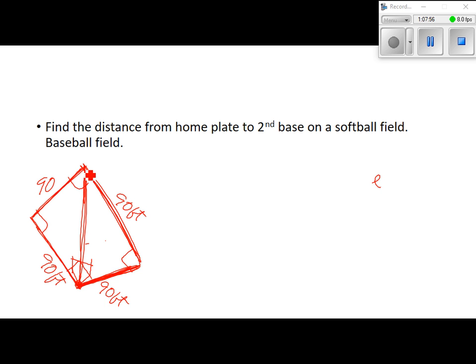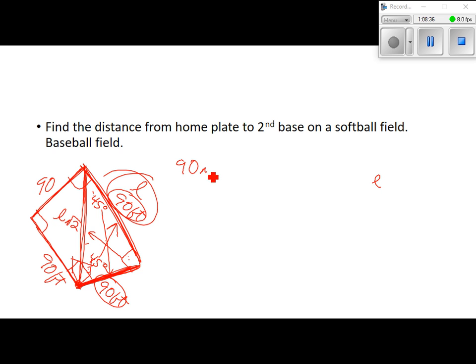120, I believe. We could use the Pythagorean theorem, right? But if I could draw this right, if this is 90 and this is 90, what kind of triangle is this? 45, 45, 90. In a 45, 45, 90, that side gets labeled L, that side gets labeled L, and that side gets labeled L times the square root of 2. What's L this time? 90. So how long is this side going to be? If L is 90, 90 times the square root of 2.